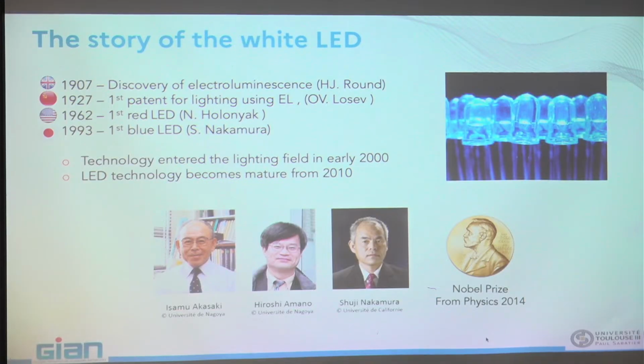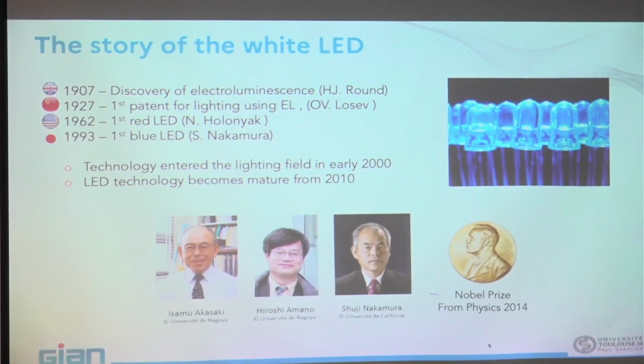Nick Holonyak was the first student of the guy who invented the first solid-state transistor. After that we had yellow LEDs, a little bit greenish LEDs, but never blue LEDs. We had to wait until 1993 to have the first blue LED, made by Shuji Nakamura, and Shuji Nakamura got the Nobel Prize in Physics in 2014 for the invention of the blue LED, together with two other Japanese, Professor Akasaki and Hiroshi Amano.